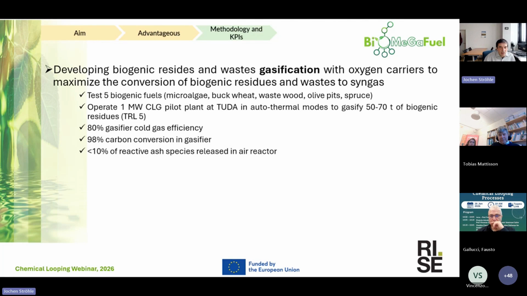For the gasifier, we aim for 80% cold-gas efficiency for a commercial unit. So usually in the pilot plant, we have a bit less due to higher heat losses. And we are aiming for 98% carbon conversion in the gasifier and less than 10% of reactive ash species released in the air reactor, because we assume that most of the ash species will be released in the fuel reactor.